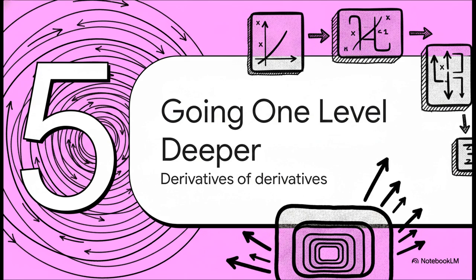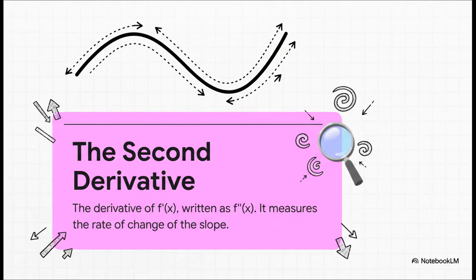Okay, so think about this for a second. The derivative, f prime of x, is a function, right? So there's nothing stopping us from taking its derivative, is there? And that, my friends, opens up the entire world of higher-order derivatives. This is what we call the second derivative, and we write it as f double prime of x.